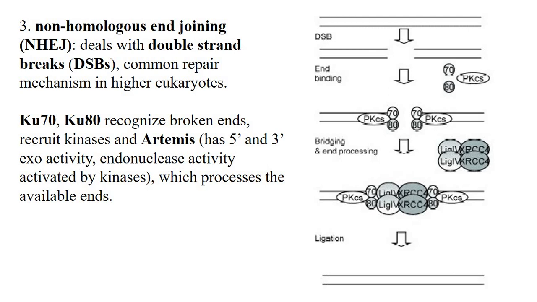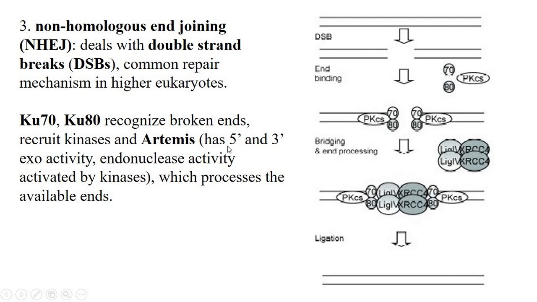For NHEJ, or non-homologous end joining, there are a couple of different members of this pathway that are very important. Ku70 and Ku80, for example, these proteins recognize broken ends. You can see here, this is a double-stranded break in the DNA. When a double-stranded break happens, these Ku70 and Ku80 bind to both ends of the DNA and keep it from breaking more. And then Ku70 and Ku80 recruit these protein kinases, and Artemis is also a protein kinase.